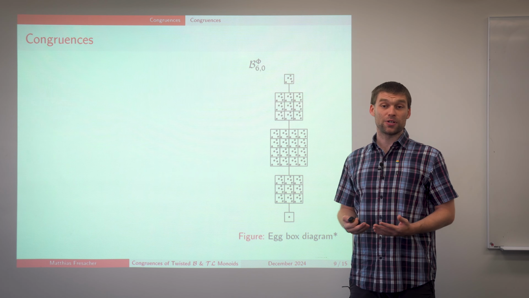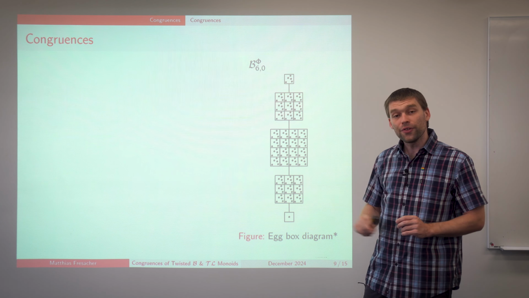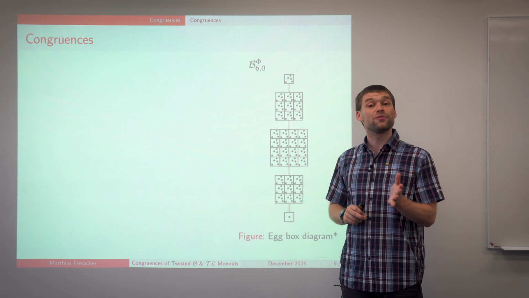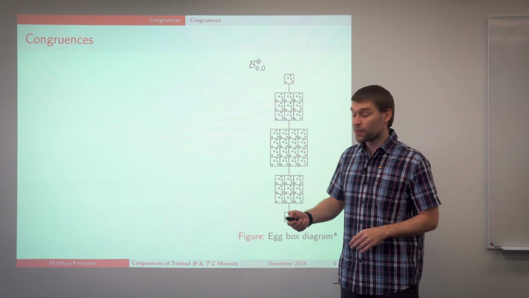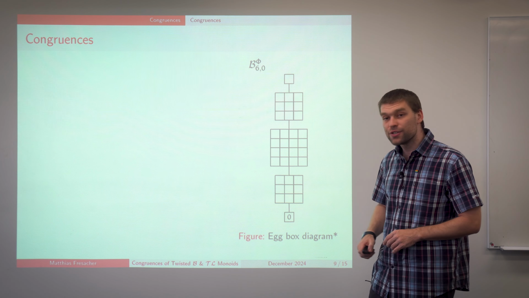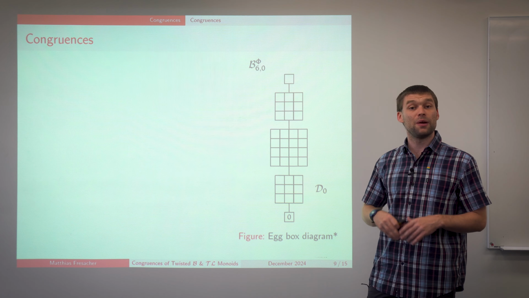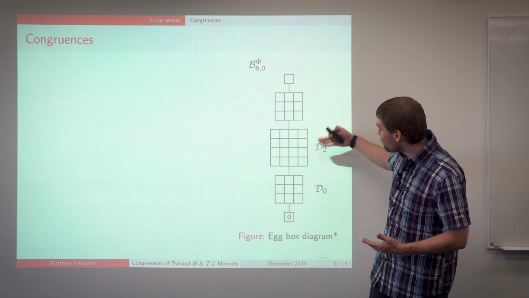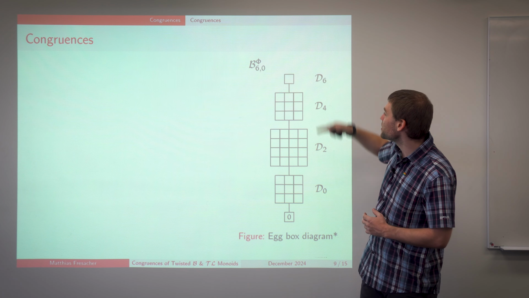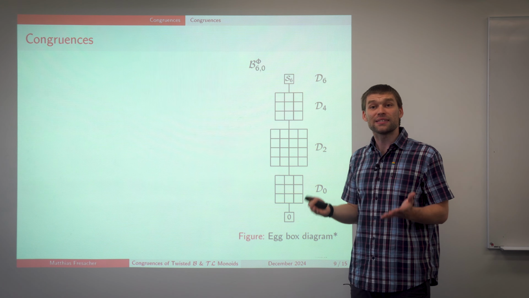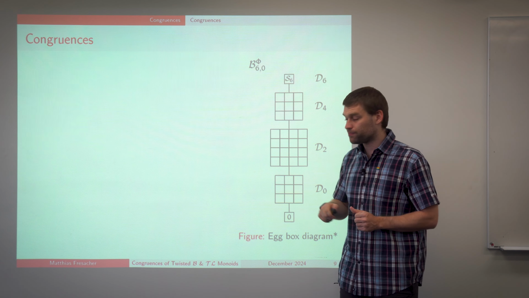We can think of this egg box diagram as being full of little dots, where each dot represents an element or diagram in our monoid. So at the bottom here we would have the 0 diagram, then here we have the D0 class, so all the diagrams of rank 0, then we have rank 2, rank 4, and at the top rank 6, but that's the entire symmetric 6 group.